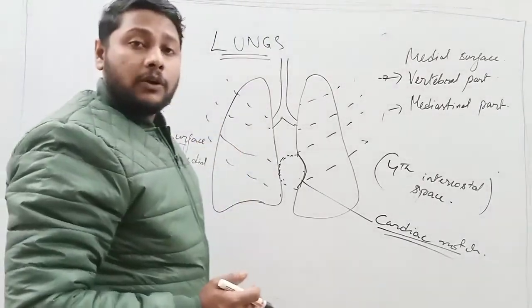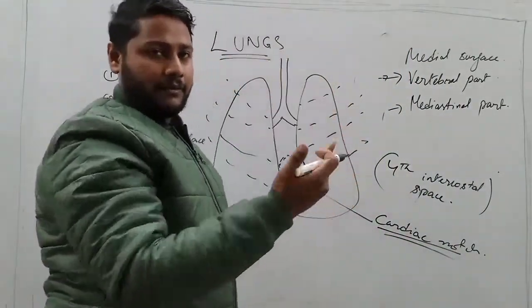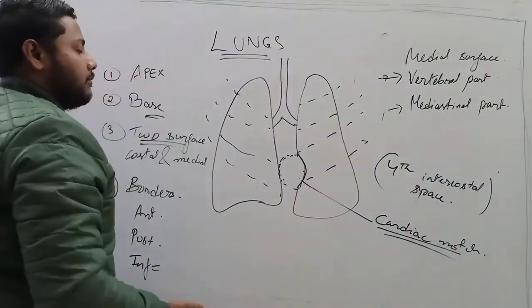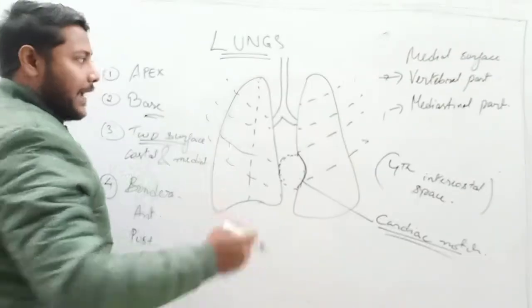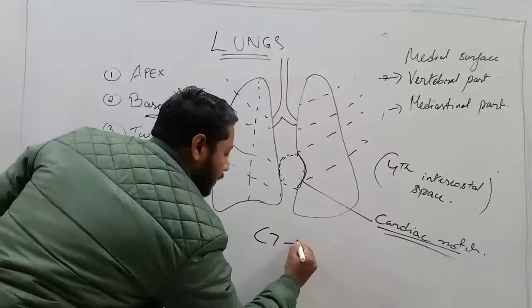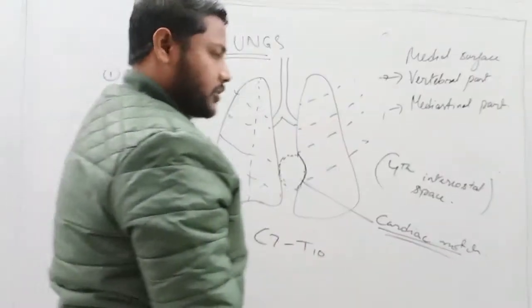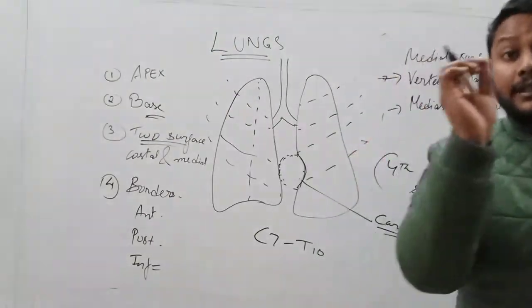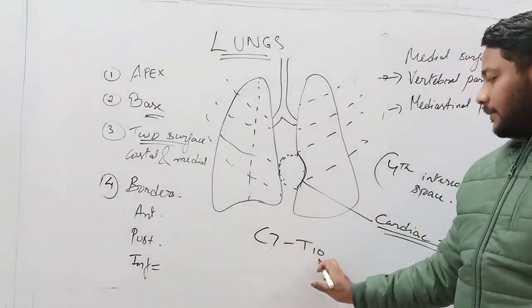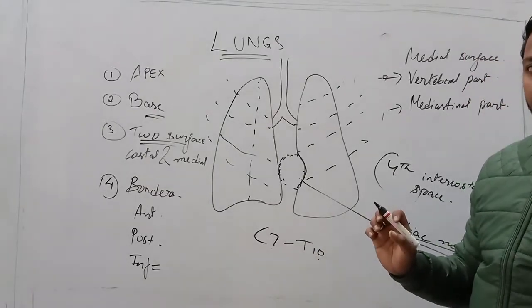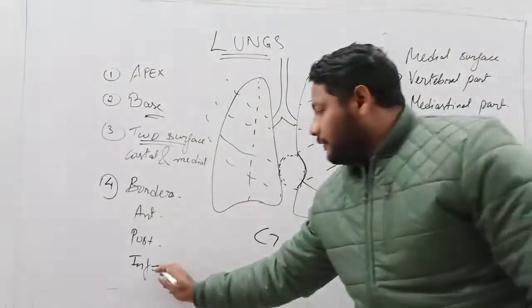Next, we have the posterior border. The posterior border is basically ill-defined. It is present on the posterior aspect, as the name itself suggests. It is ill-defined, thicker than the anterior border, and it extends from C7 up till T10. Lastly, we have the inferior border.